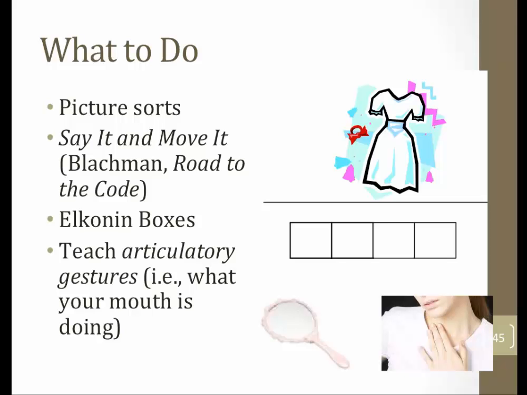Again, this is an auditory kind of approach. They're not looking at the words here. They're looking at pictures, and they're listening to the sounds, maybe in the beginning, at the end, and in the middle of the picture. And Say It and Move It is a tried and true research-based method for doing phonemic segmentation. This is a picture of an Elkonin spot. The picture here is of a dress. So there are 4 sounds in dress: d, r, e, s. This is a more explicit way to teach phonemic awareness.